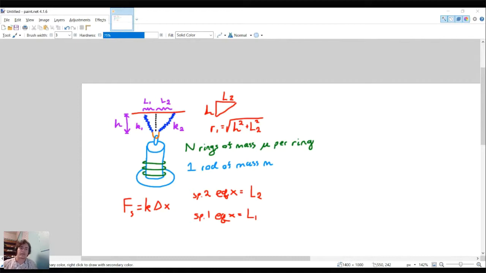But basically, if you can get the diagram, we're just releasing it from the ceiling and seeing how the system is affected. And from there, we can find an experiment to find the two spring constants and the mass of the rod, knowing the mass of the rings.